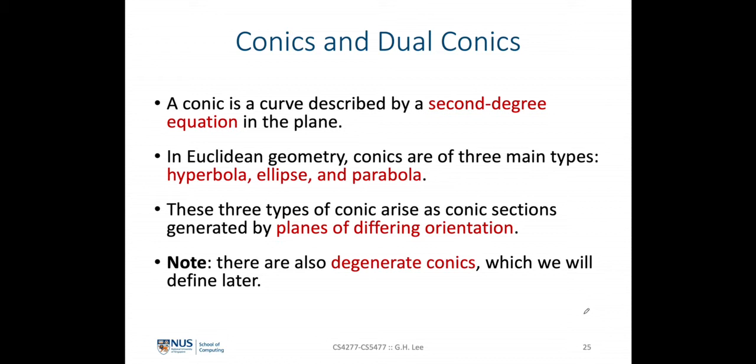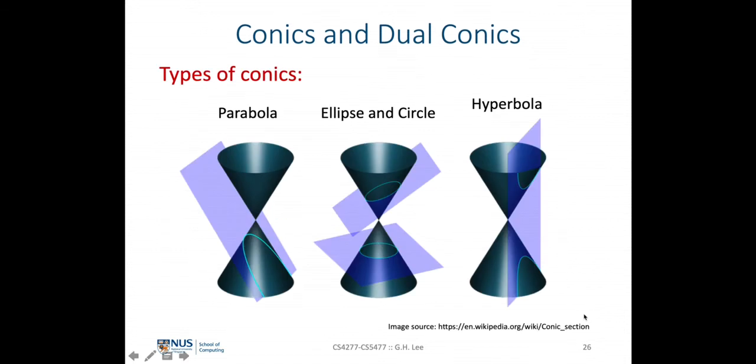generated from geometry. These three types of conics arise as conic sections generated by planes of differing orientation. We'll see in the next slide that this is in fact the intersection of planes of different orientation that intersect two inverted cones. And note that besides these three different types of conics, there are also degenerate conics, which we'll define later. So here's the illustration of how the three main types of conics arise from geometry.